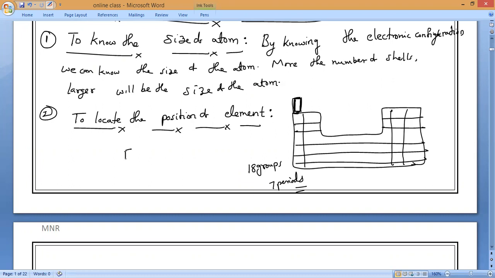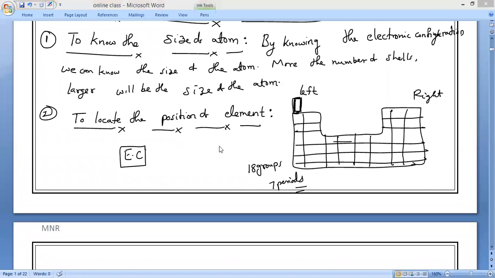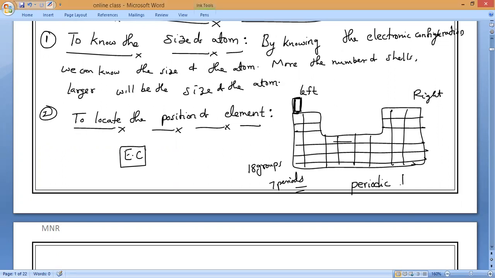Now with the help of electronic configuration, we will come to know where this element is present. Either it is present at the left side, the right side, or the middle. All this information you will come to know when we know the electronic configuration. Do you understand, everyone? So to locate the position of the element in the periodic table, what do we call this table? Periodic table. What do you mean by table? Arrangement of elements.